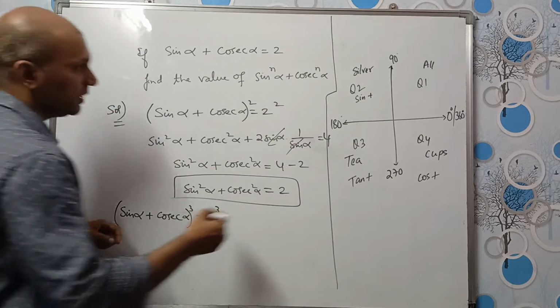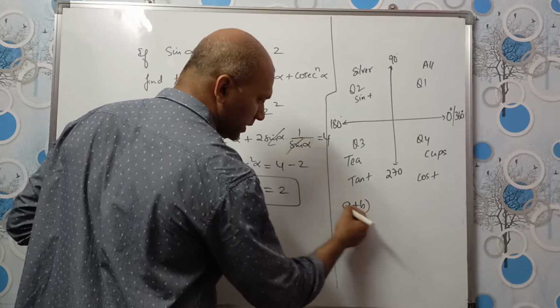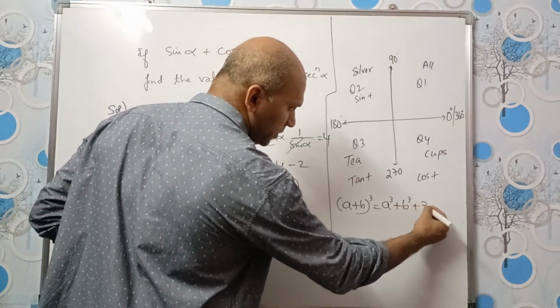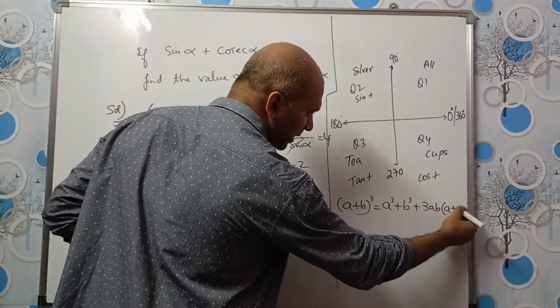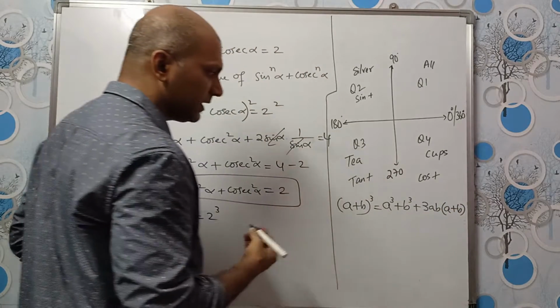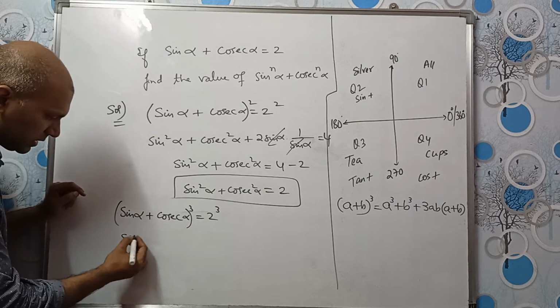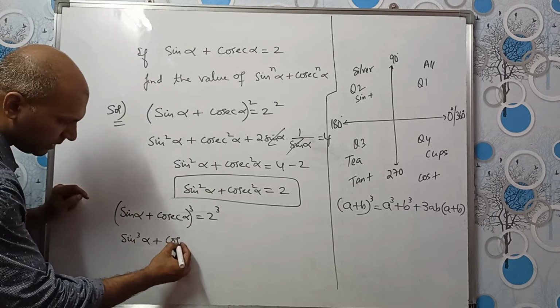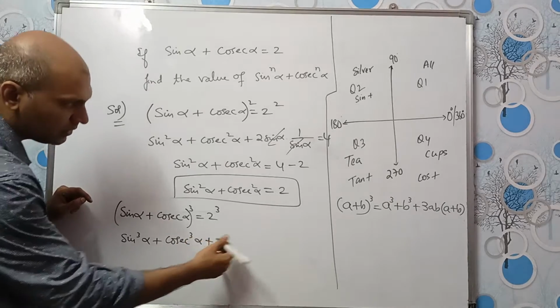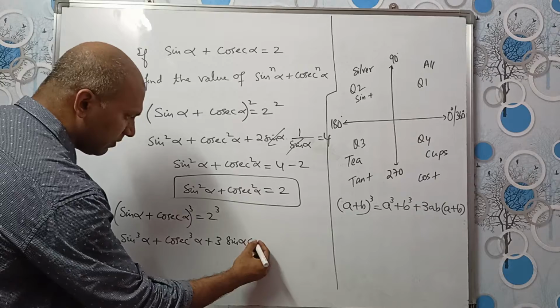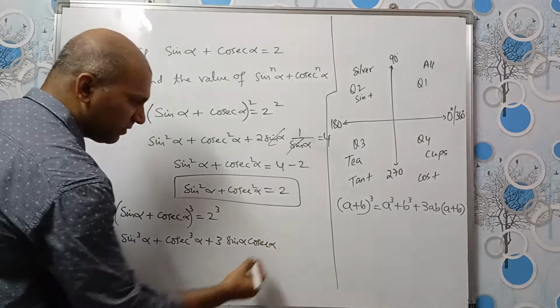So what is the formula to find (a plus b) whole cube? (a plus b) whole cube is a cube plus b cube plus 3ab multiplied by (a plus b). We can write it like this, right? So let us expand using (a plus b) whole cube. So this is sine cube alpha plus cosecant cube alpha plus 3 into sine alpha multiplied by cosecant alpha.